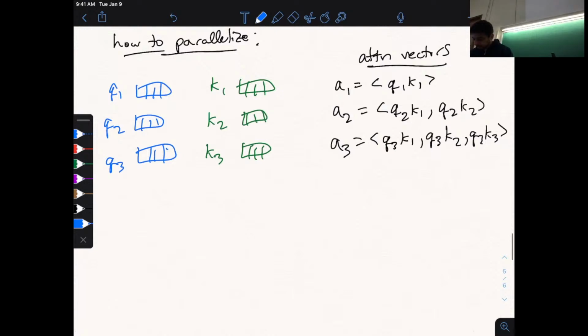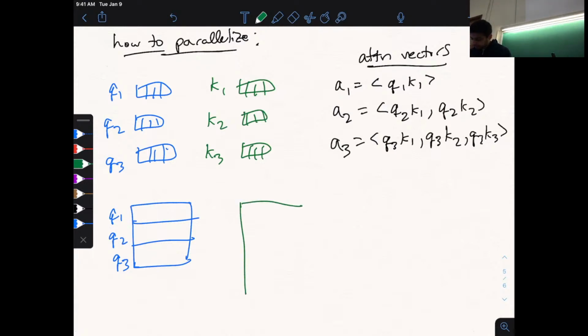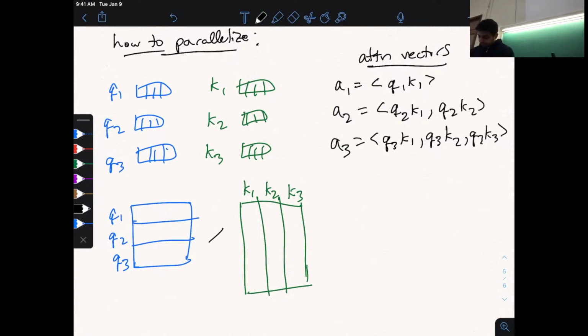Let's consider we put all of these query vectors into a matrix row-wise. So the first row is Q1, the second row is Q2, the third row is Q3. And let's put all my key vectors into a matrix where the columns represent the keys. So now, if I do this matrix product, what do I get? I get the dot product between all of the queries and all of the keys as the result, right?